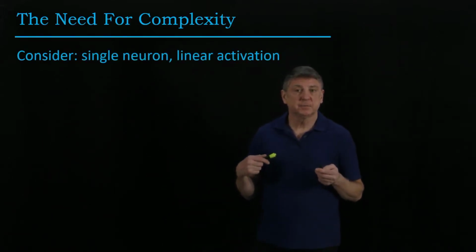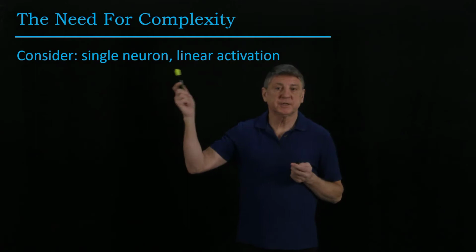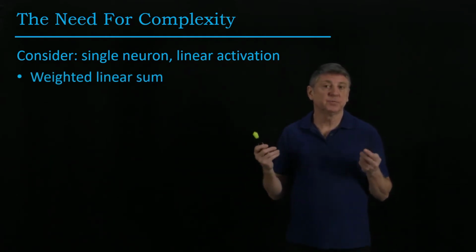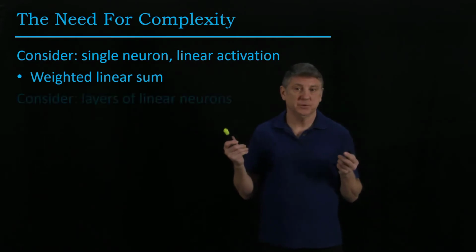Welcome. In this session in linear data analysis, we'll explore the use of a different activation function for an artificial neuron. That is, we won't use the simple Heaviside quantization that we used for a perceptron. The need for this complexity is, let's consider a single neuron with linear activation. What that does is it performs a weighted linear sum of the inputs.